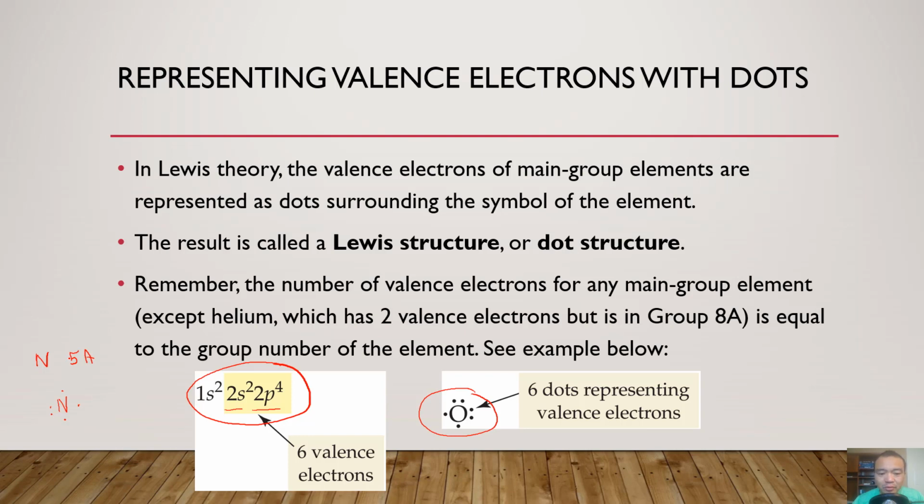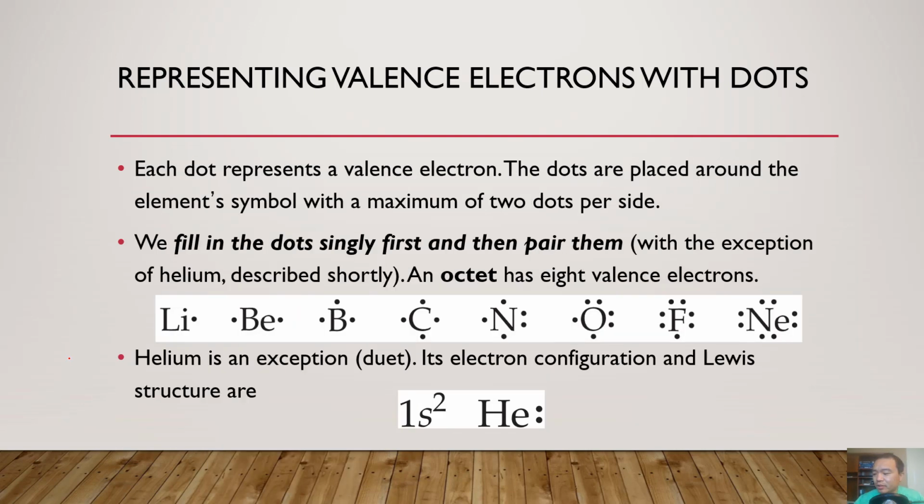Let's see more examples. Lithium is in group 1A, so it has 1 valence electron. You put 1 dot on one side. Beryllium is in group 2A, so it has 2 valence electrons. Boron, carbon, nitrogen, oxygen, fluorine, neon, etc. But do remember helium, although it has 2 valence electrons, usually we put these 2 electrons as a pair, as you can see over here.